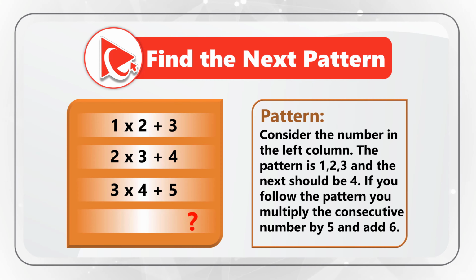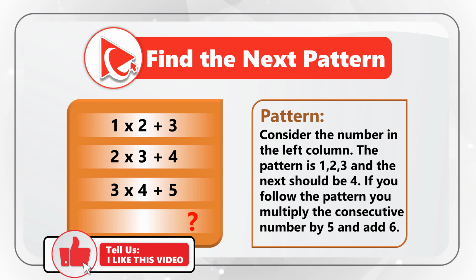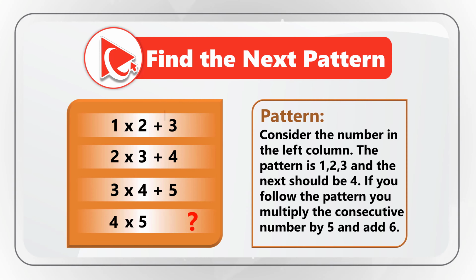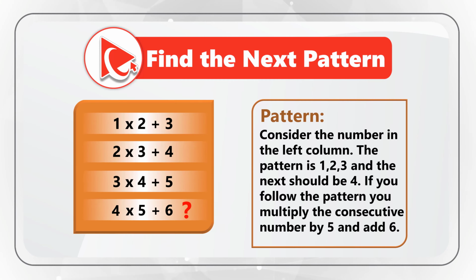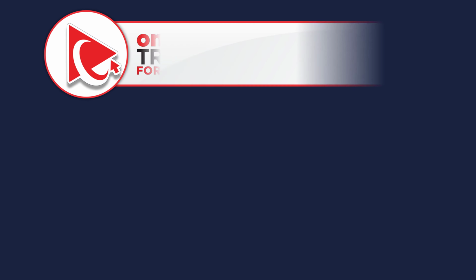And to detect the pattern, you need to look at the number in the left column. If you look closely, you will see that the numbers in the left column are 1, 2, and 3, which means that the next number in the sequence should be number 4. If you look closely, you will see that the numbers in the expression increment by 1 with each math operation, so that the final expression would be 4 multiplied by 5 plus 6, which matches choice B. Did you get to the same answer? If not, please make sure to post your answer, solution, and rationale in comments.